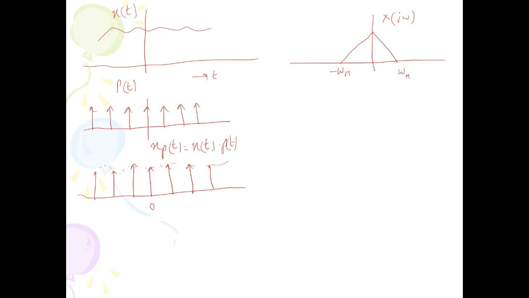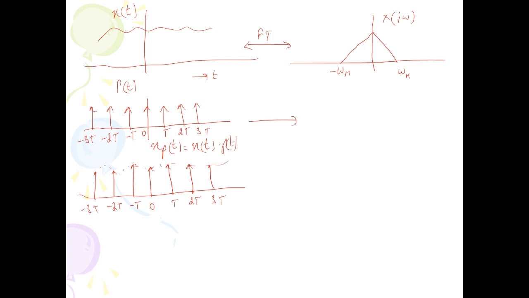So this is 0, and this is 0, this is capital T, this is 2T, this is 3T, minus T, minus 2T, minus 3T. This is T, this is 2T, 3T, minus T, minus 2T, minus 3T. Now the Fourier transform of x of t is nothing but X of j omega.